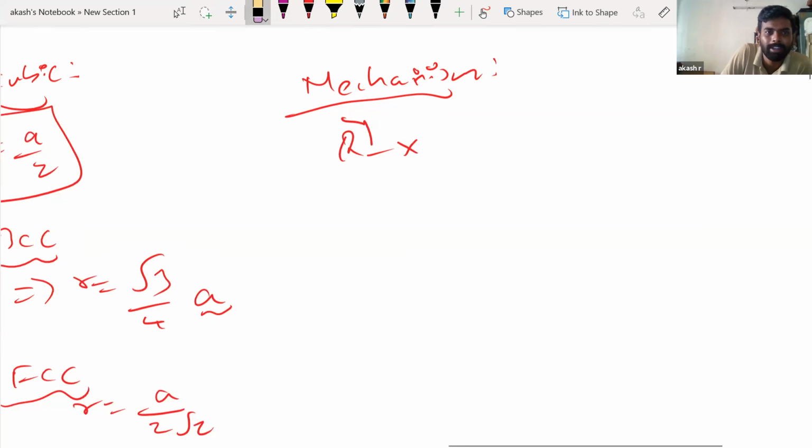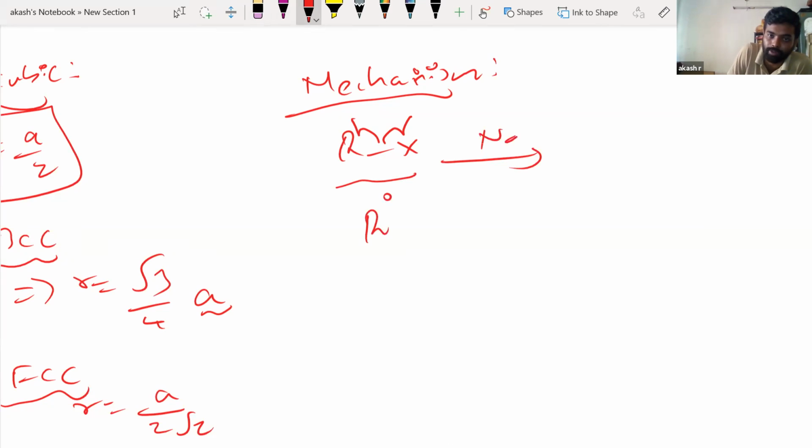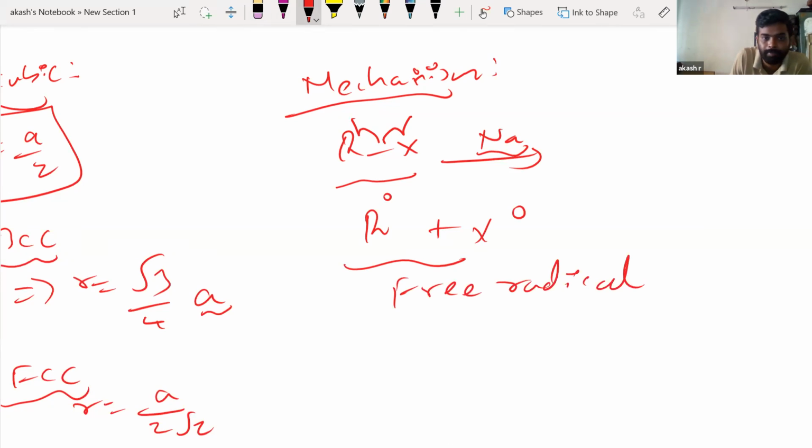Why are my arrow marks so bad? Okay. I'm going to have a homolytic cleavage of this bond. This will happen in the presence of sodium. So I will have R dot and X dot. I know these are free radicals. You all know that these are free radicals.